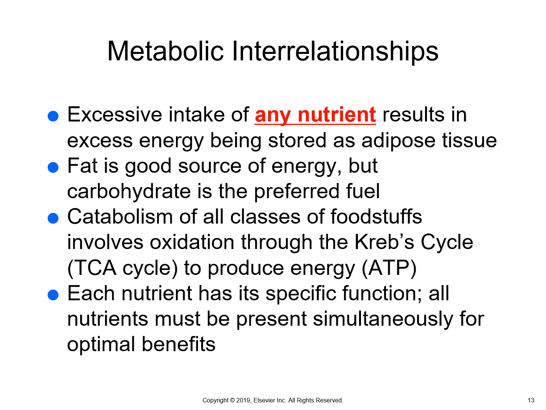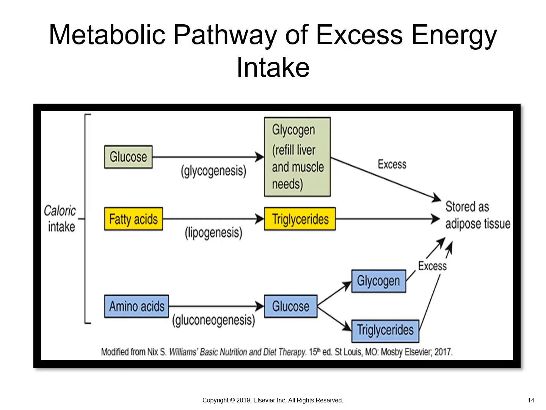The breakdown of all of the different classes of food involves that Krebs cycle, and that is how our body produces ATP for energy. Each nutrient has its specific function, and all of them must be present simultaneously for us to have the most benefit from our nutrients. So that's why we always talk about using a variety of foods and eating from all the different food groups, and different colors of fruits and vegetables are important for our bodies to get what they need.